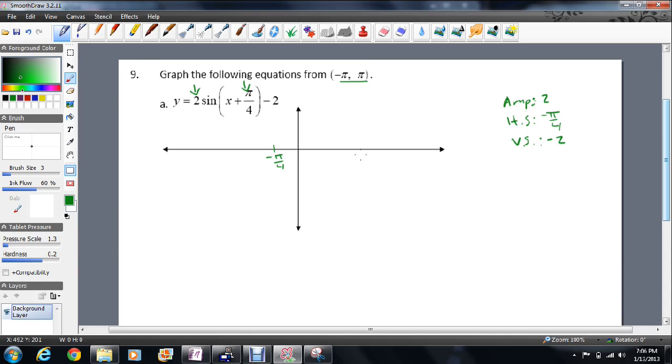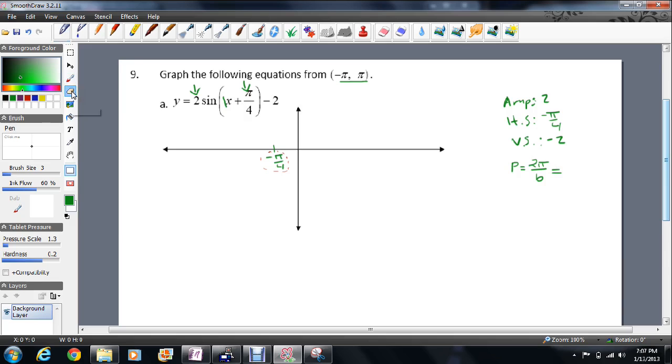Then, in order to get all of my other tick marks, I need to figure out what the period is. And then once I find out what the period is, I'm going to break it into 4 pieces, because there's 4 quadrants in the unit circle, so it kind of goes with that same idea. So let's figure out what the period is. I think this is in the beginning of this packet. To figure out the period, we take 2 pi divided by the b value. Well, the b value in this case is just 1.